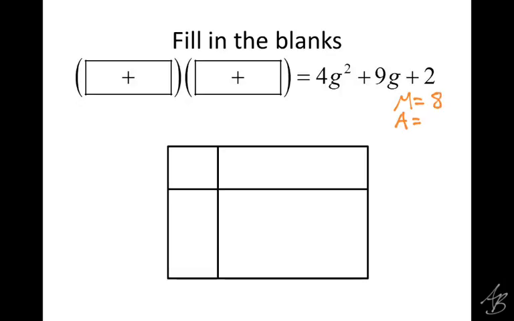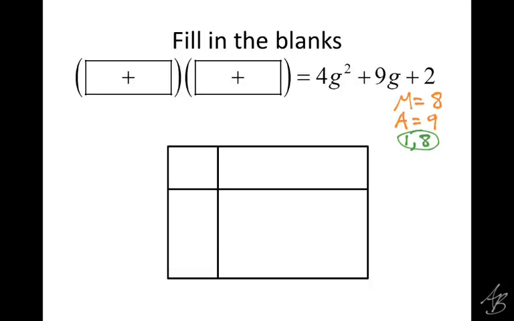What's A? 9. That's going to be the second coefficient, or the number on the second term. So we're looking for two numbers that when we multiply them together we get 8, and when we add them together we get 9. Let's start with 1. 1 times what gives us 8? 8. Okay, does that one work? Yep. It's nice when we only have to do one, right?